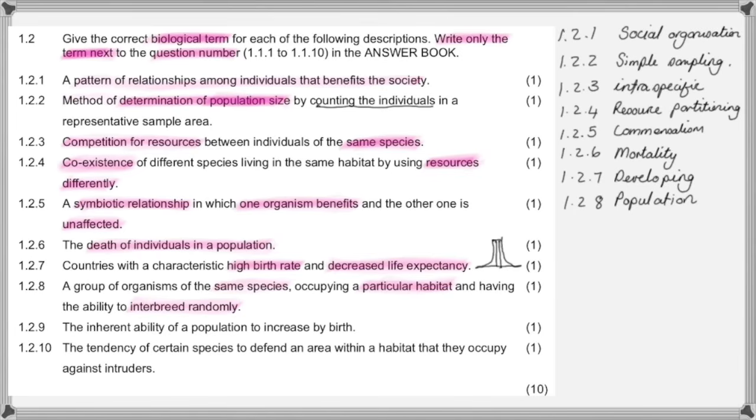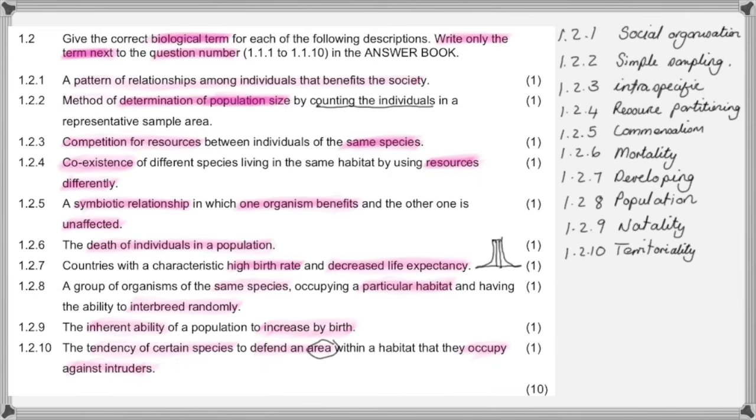1.2.9, the inherent ability of a population to increase by birth. Now, increasing by birth, we're talking about natality. So it's sort of the opposite there to question 1.2.6's mortality. If we look at 1.2.10, the tendency of a certain species to defend an area within a habitat that they occupy against any type of intruder. Here we're looking at territoriality.